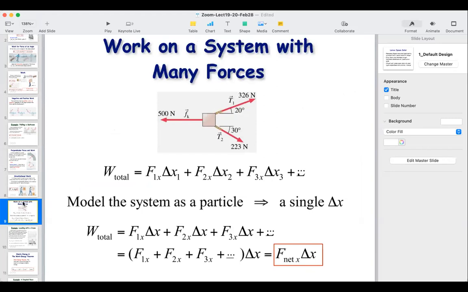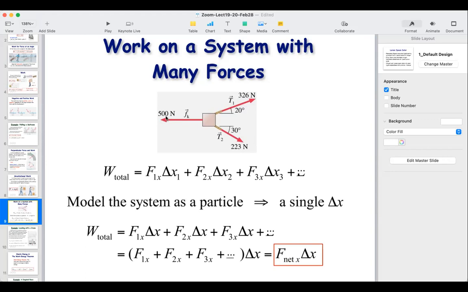Now, we might have also many forces on an object. So when we have many forces that are playing a role on an object, of course, the total work is the sum of the single work done on this object.